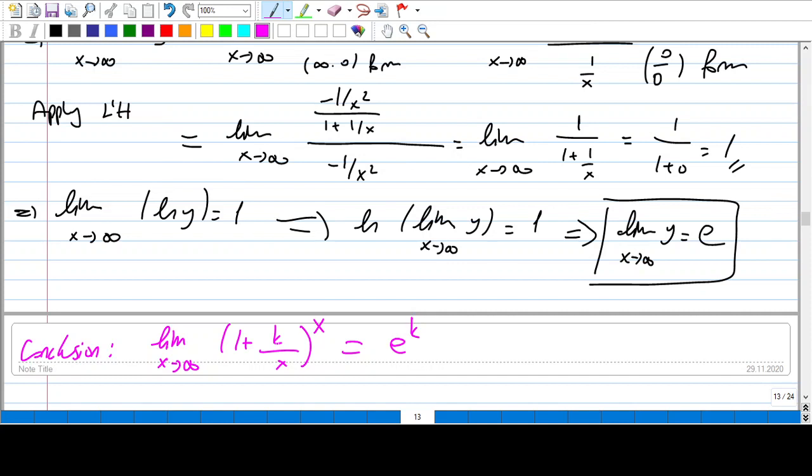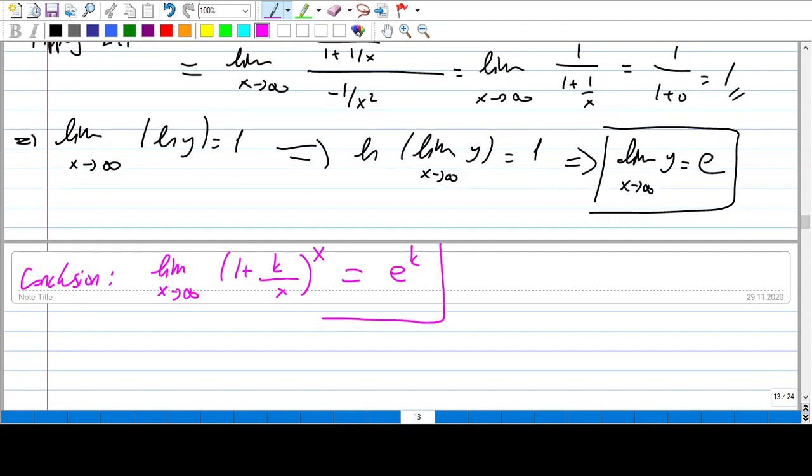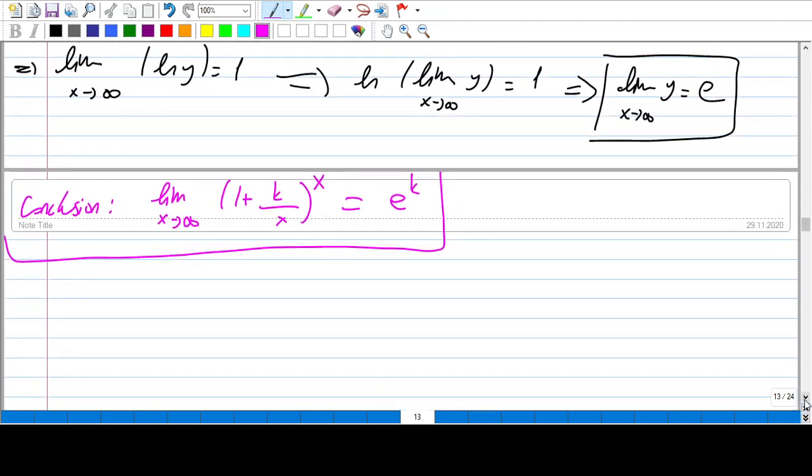So everything depends on this number k. If you have a negative sign here, we have to have minus k. Okay, so this is a formula that we can obtain. If you again apply all of the calculation that we did in the above example, you will get e to the power k.